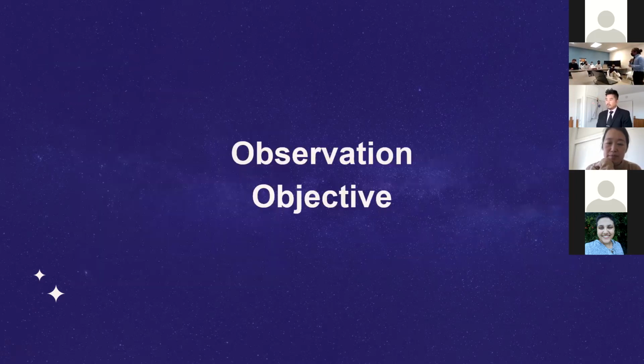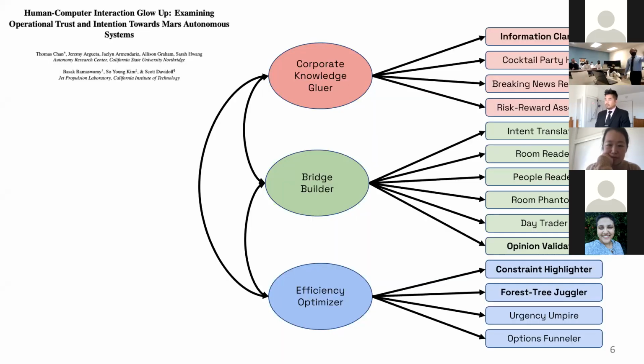Our objective was to see how science intent was communicated through the planning and negotiation process of the Europa Sim. So now I'm going to try to elaborate on what science intent is. This is the paper that we did: Human-Computer Interaction, examining operational trust and tension towards Mars autonomous systems.